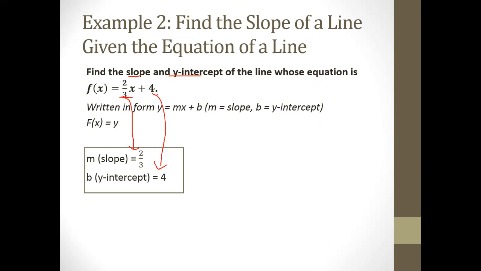When you're given an equation written in function form where you see f of x, that is the same thing as y. So this is the same thing as y equals. The right side of the equation has the same values where the m and the b represent the same terms.